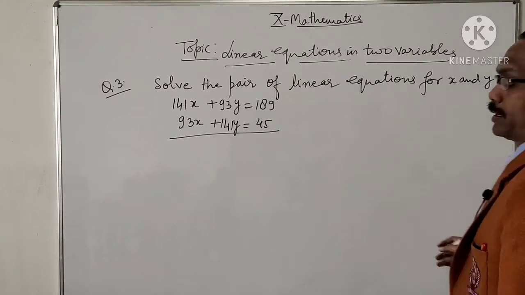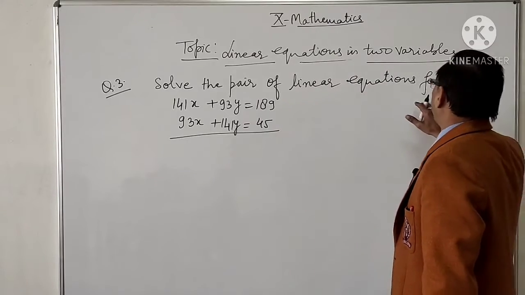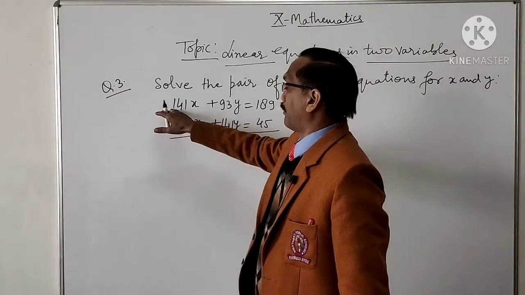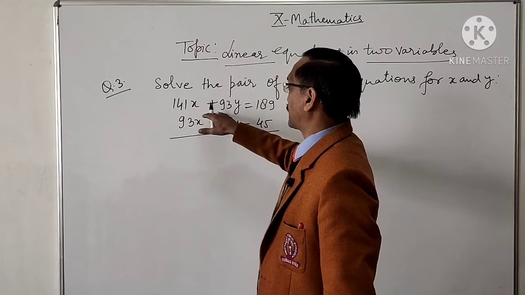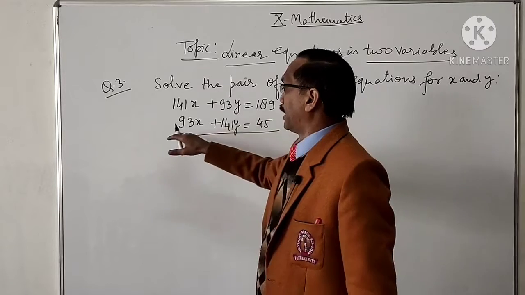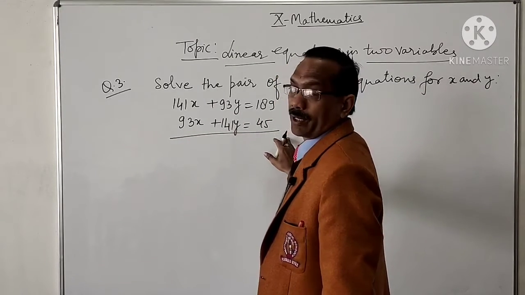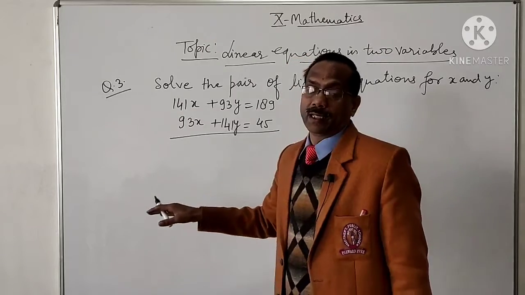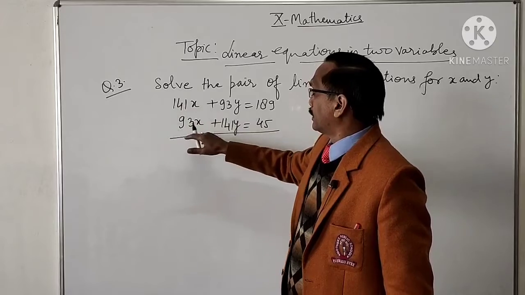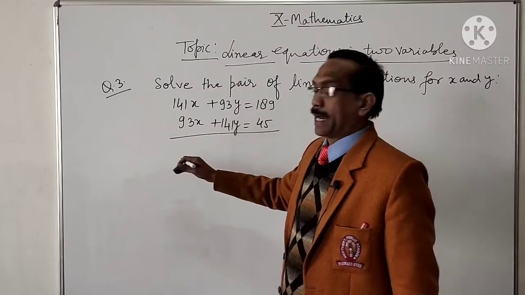Student, now the next question is solve the pair of linear equations for x and y. Here 141x plus 93y equal to 189, and 93x plus 141y equal to 45. Student, see the coefficients of x and y here, they are the same as on this side. So we will add them.